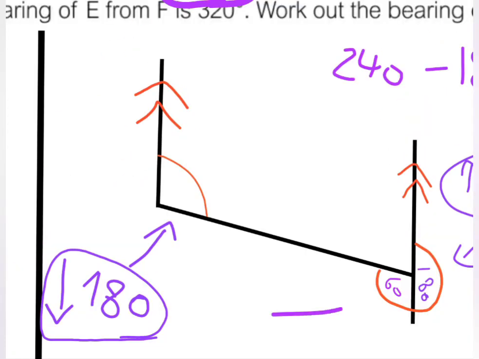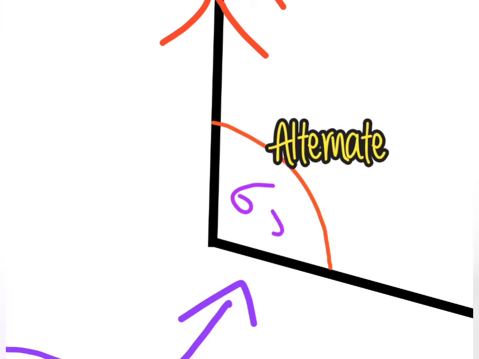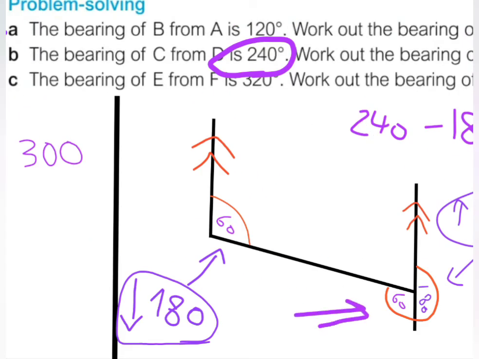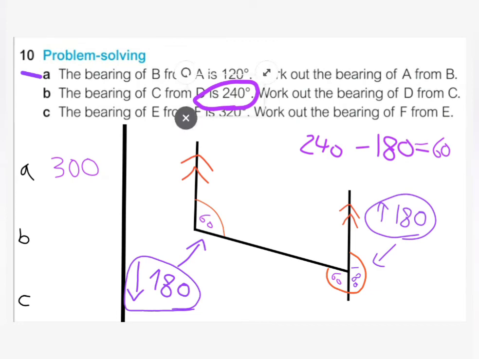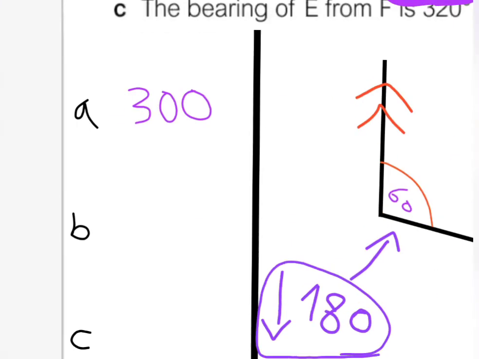And because this angle is 60, it means this angle is 60. Why? Because they are alternate. Very good. So because this is 60, it means this one is 60, because they are alternate angles. So the answer is 60. Very good. So the idea is because 240 is bigger than 180, we just subtract 180 to get this angle. Because when you subtract 180, you'll get this one, and this one and this one are the same because they are alternate. Now the answer is 60. Very good.